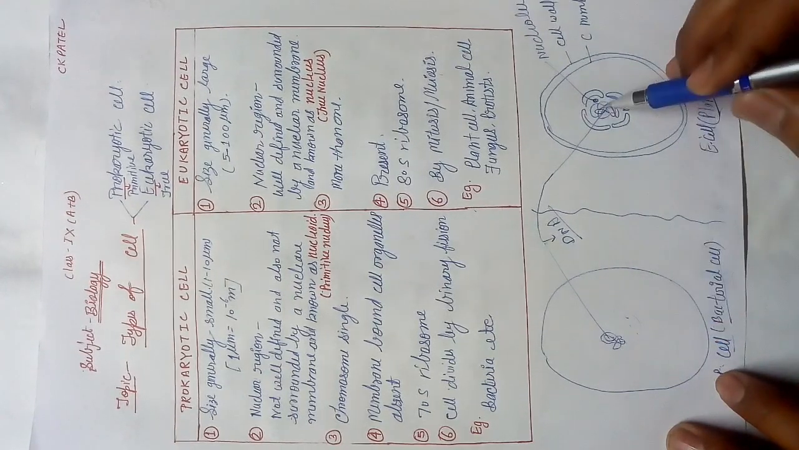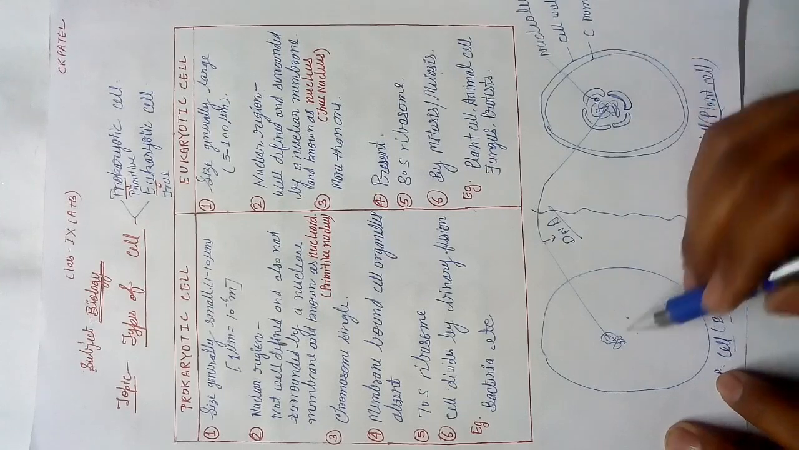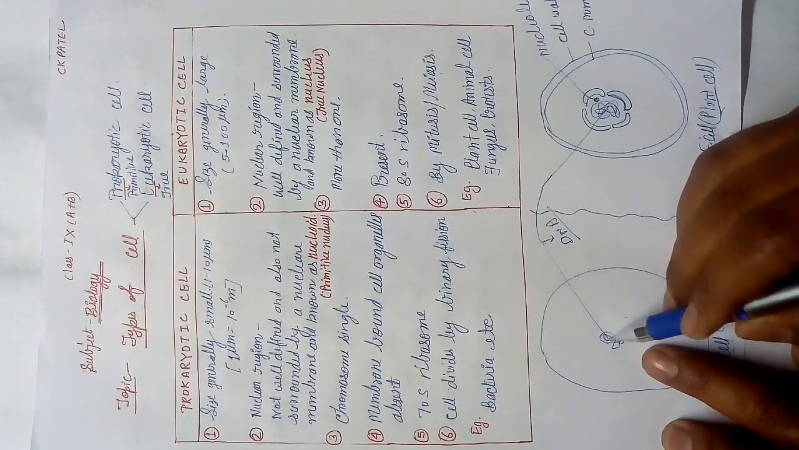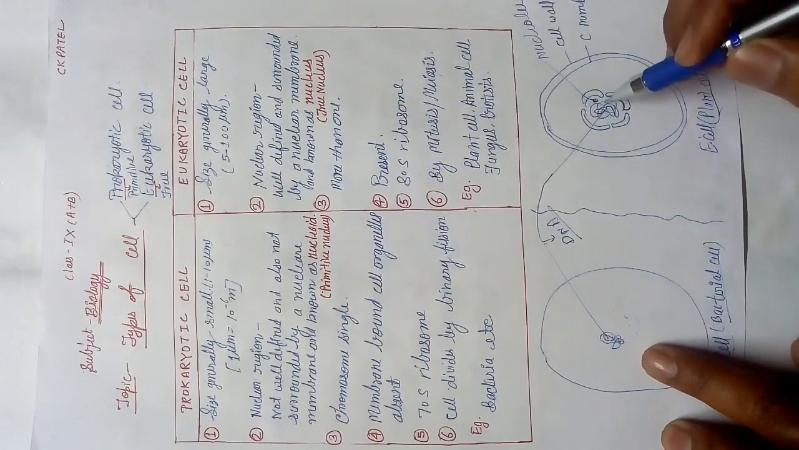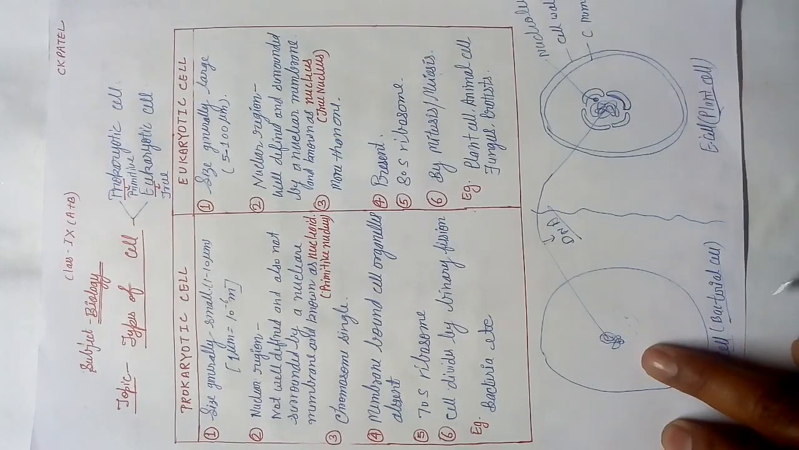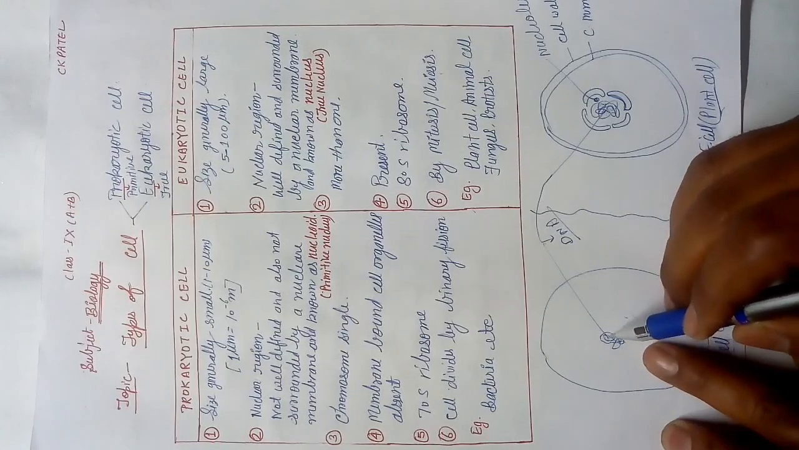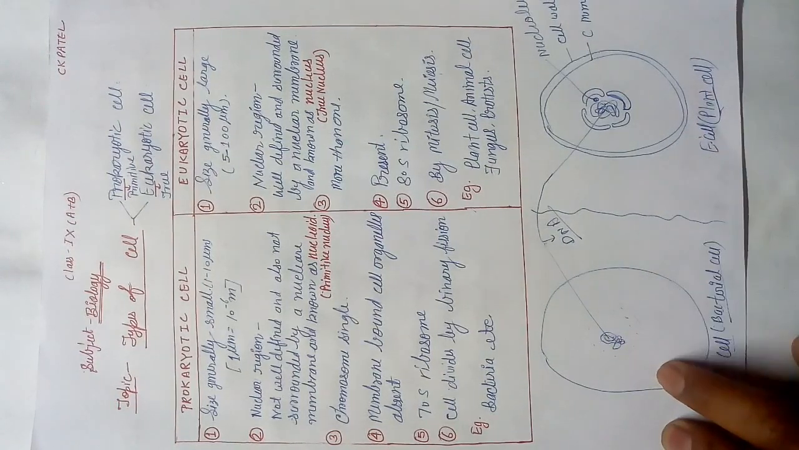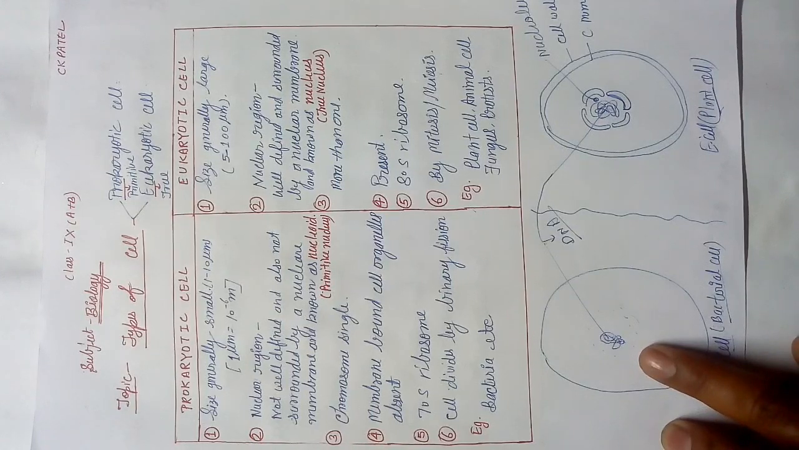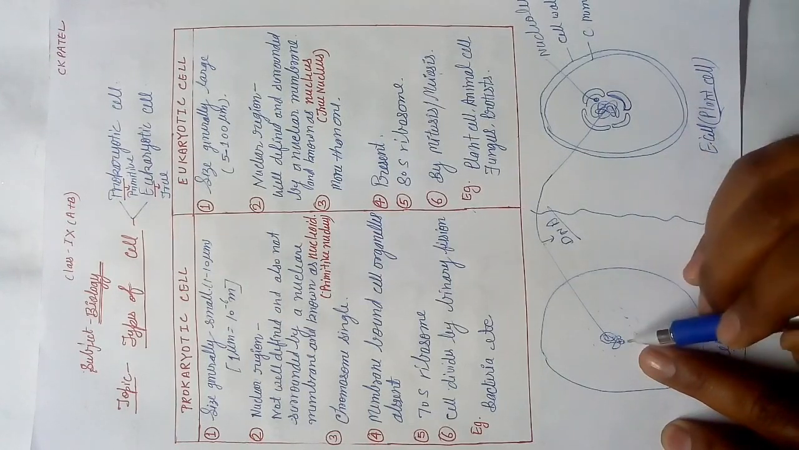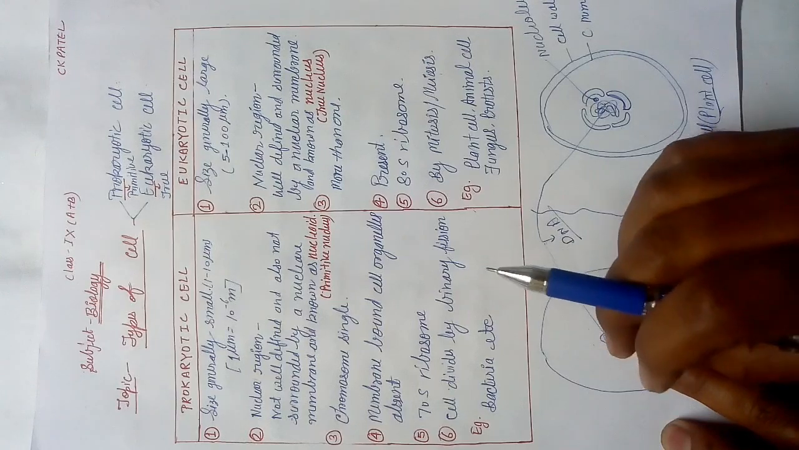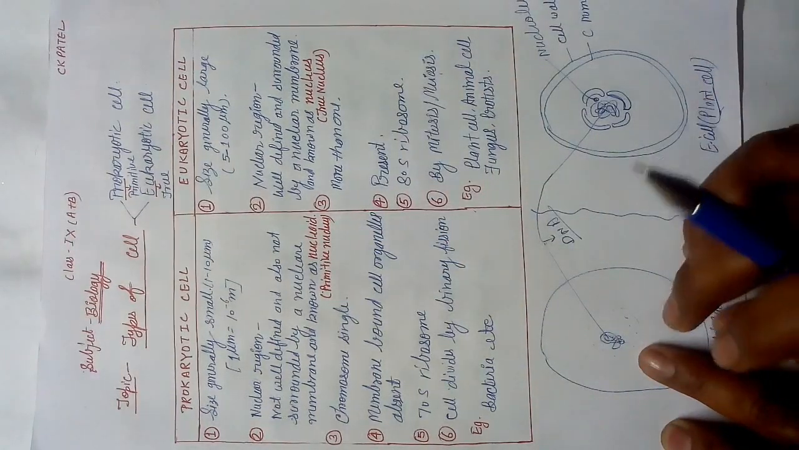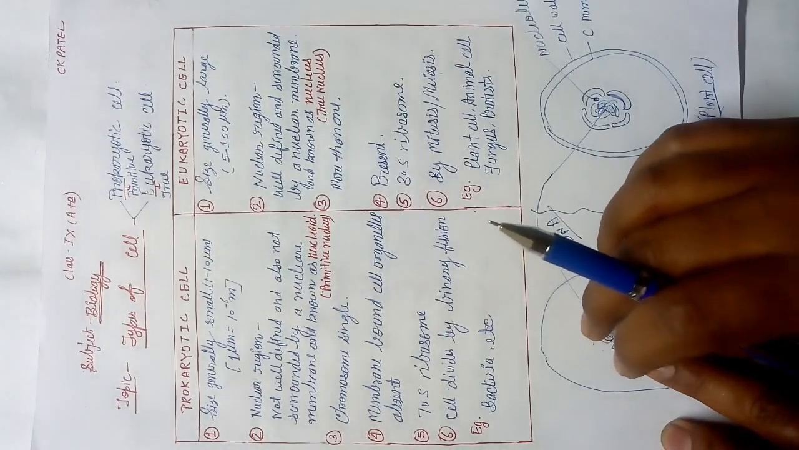So both have the DNA, of course. In case of prokaryotic, this is the thread of DNA, and here also DNA is there. Okay, if this DNA, this genetic material, is not surrounded by any membrane, then this is called nucleoid. Okay, that is the nuclear region. It's located in the nuclear region.